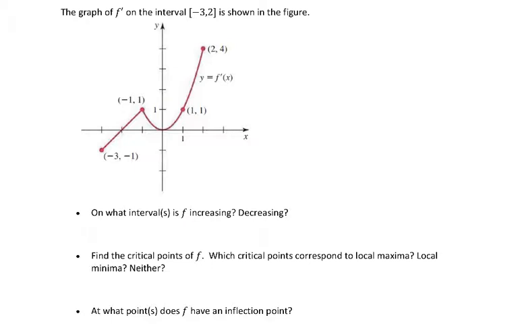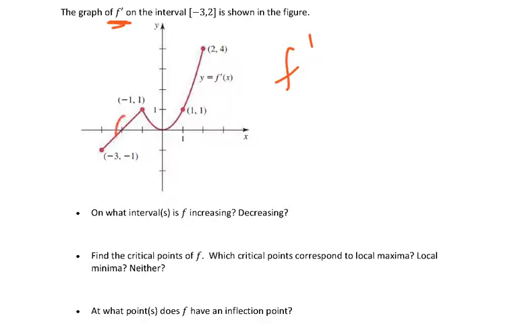The graph of f prime on the interval -3 to 2 is shown in the figure. So this is the graph of f prime. This is the graph of the derivative, f prime. On what intervals is the function f increasing and decreasing?